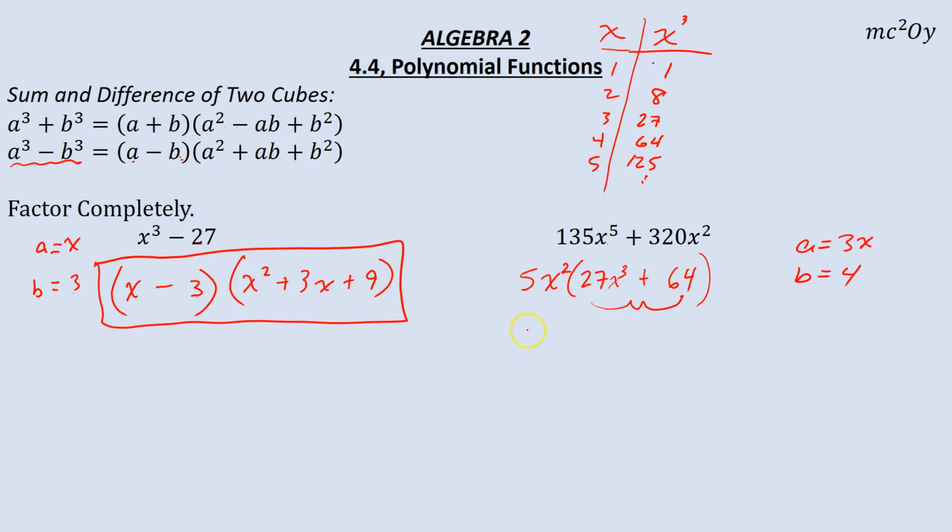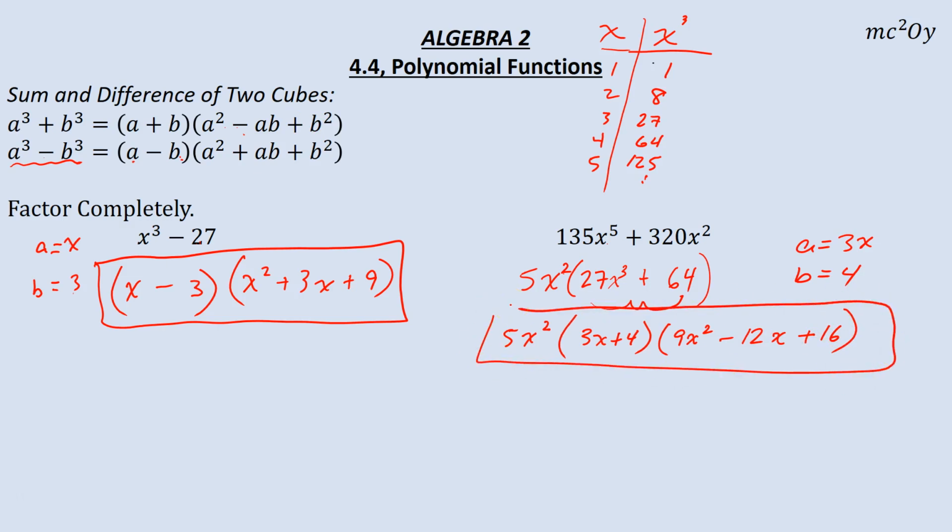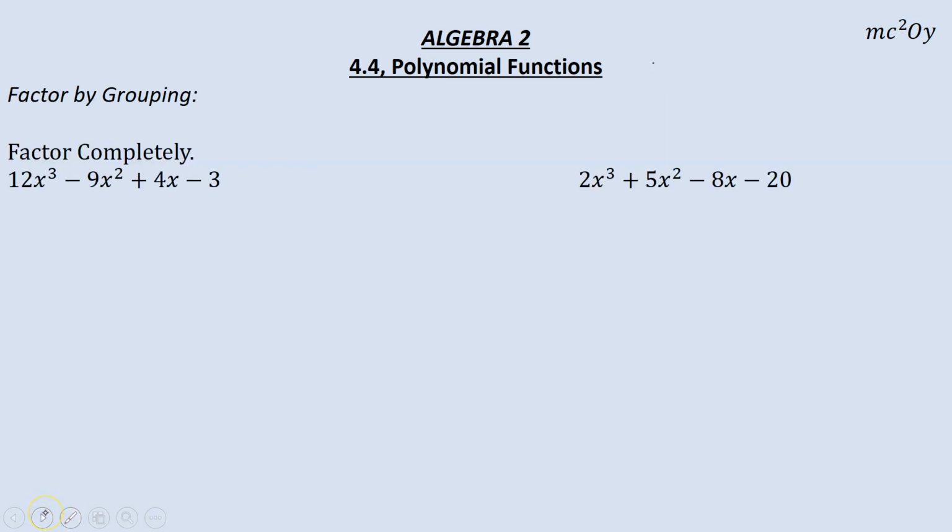Okay? So I'm looking at my pattern. I bring down my 5x squared. It's the sum, so I have a plus b, 3x plus 4, and a squared, or when I square 3x, that's 3 squared and x squared, so 9x squared, minus a times b, 4 times 3 is 12x, plus b squared. There we got it. All right. So sum and difference of perfect cubes there.